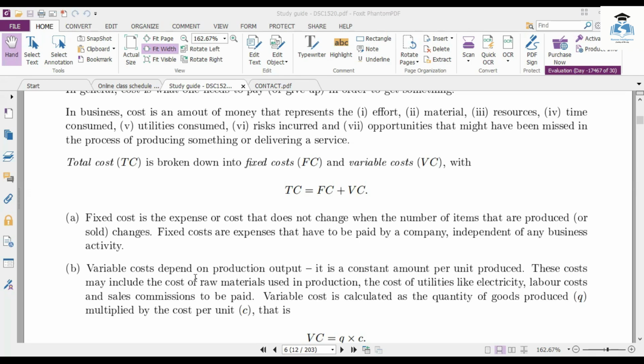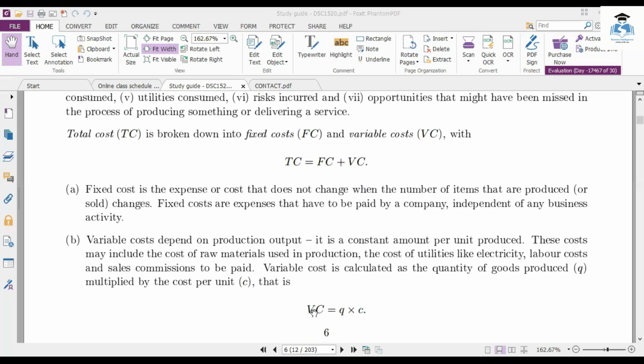Then the variable cost depends on production output. It is a constant amount per unit produced. These costs may include the cost of raw materials used in production, the cost of utilities like electricity, labor costs, and sales commissions to be paid. So variable cost is calculated as the quantity of goods produced, which is represented by a letter Q, multiplied by the cost per unit, which is represented by a small c.